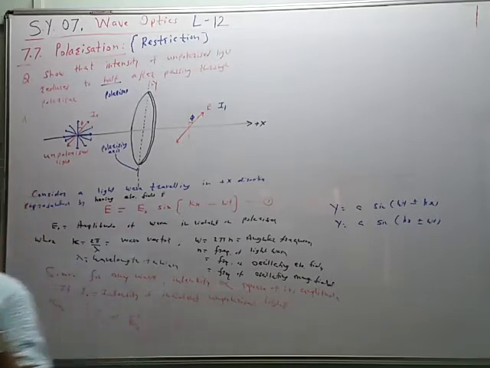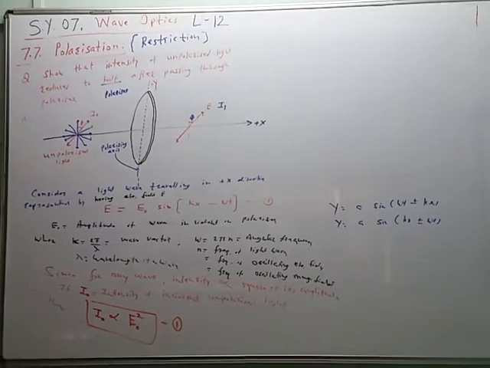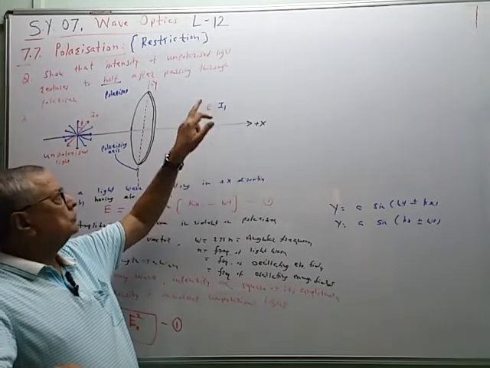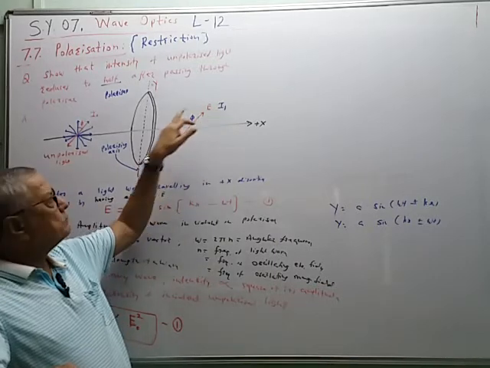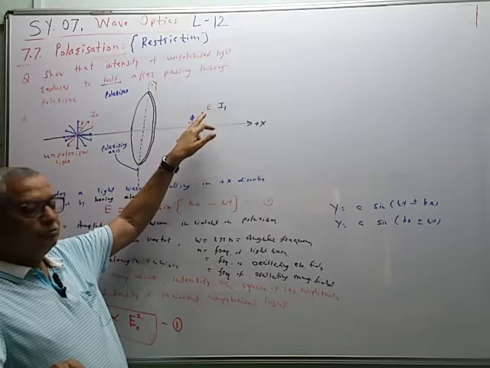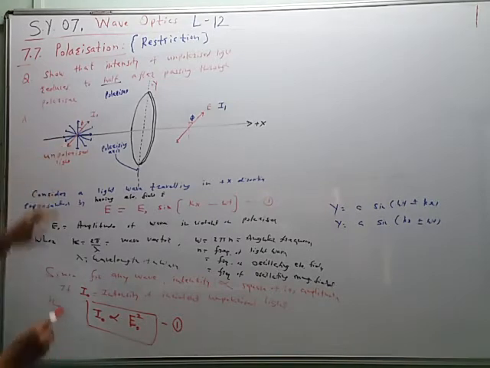Now, let us see about the transmitted wave. We have to find the value of I1. So I1 is the intensity of the transmitted light. It is plane polarized light, like this. In this figure, we are considering one of the incident electric field vectors shown by this red color.